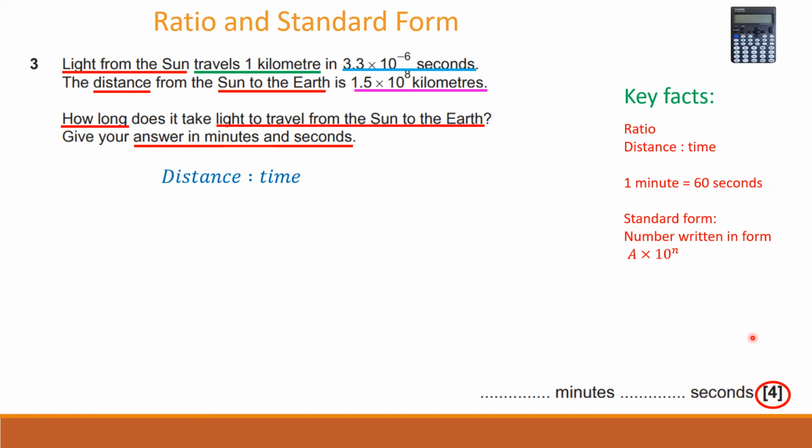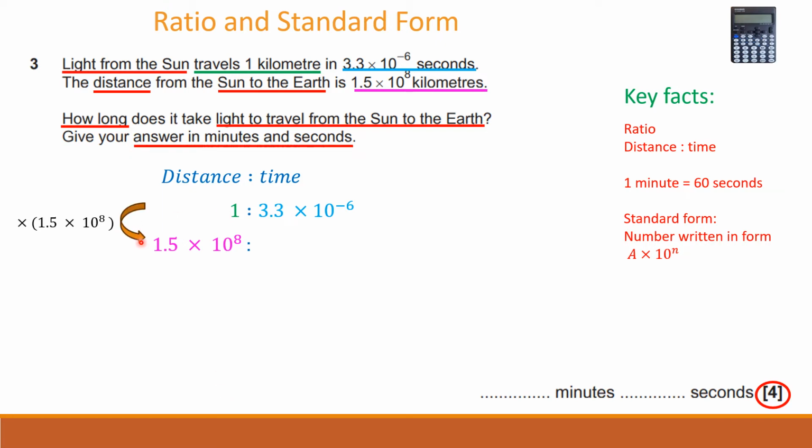So to start with, we're going to look at this ratio between the distance and time. So we're told that the distance is 1 kilometre in 3.3 times 10 to the minus 6 seconds. So that is the light that travels at that speed. Now we're told that the Sun to the Earth is 1.5 times 10 to the 8 kilometres. So that's a distance. So we've got to work out how do we get from 1 to the 1.5 times 10 to the 8. So how do we go from this value here to this value here?